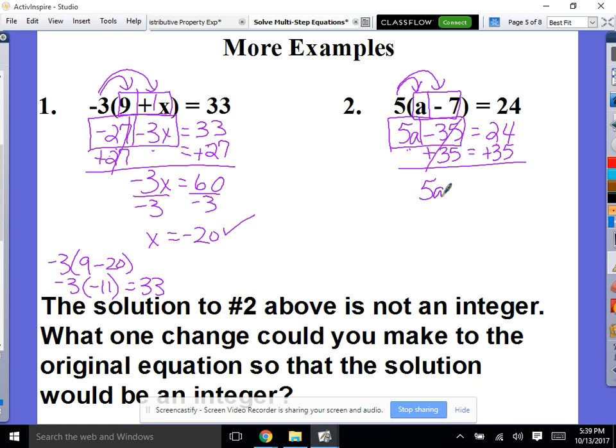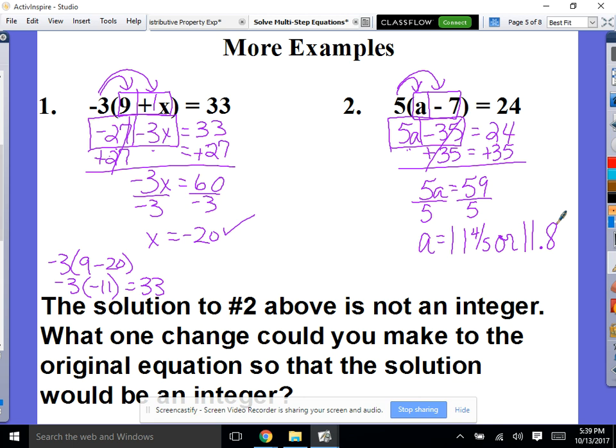That leaves us with 5a equals 59. We divide by 5. That leaves us with 5 goes into 5 one time. 5 goes into 9 one time with 4 left over. You could also write that as a decimal. 4/5 is the same thing as 8/10.